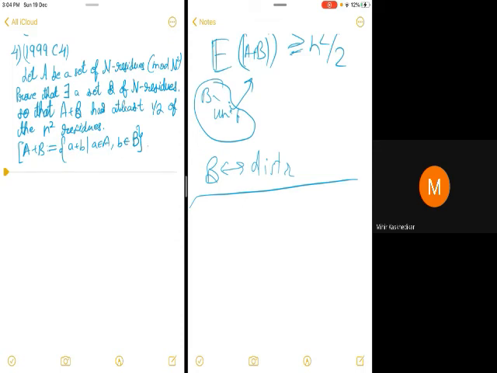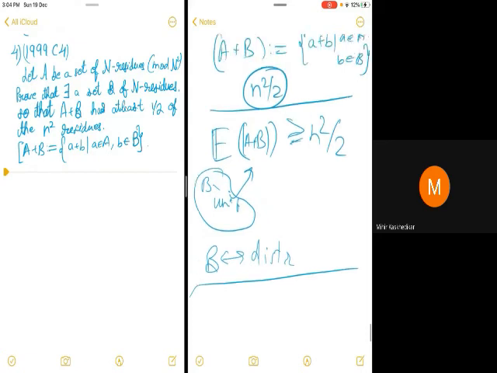Yes. Okay, so now I'll give you about 1 minute to calculate this expectation where B is uniform. Just to confirm, the number of choices for B would be n squared raised to n, right?